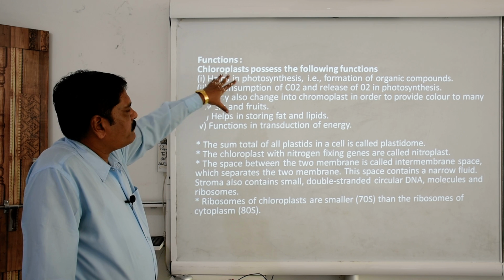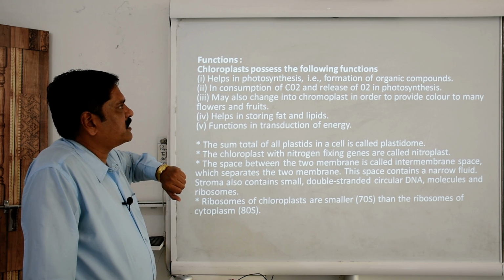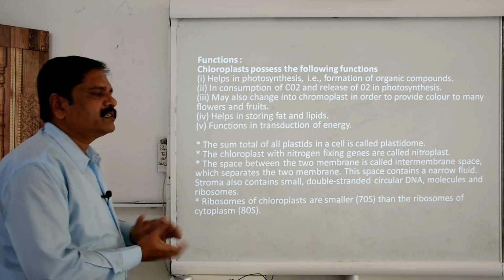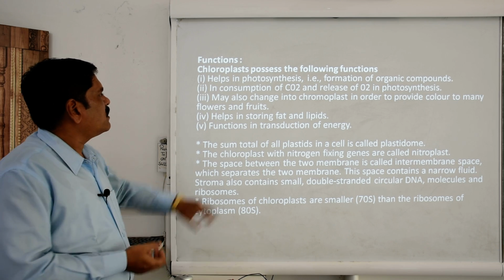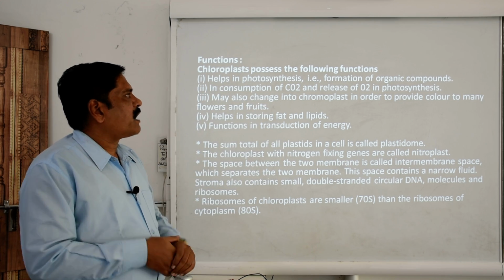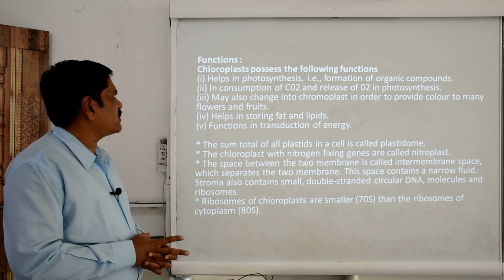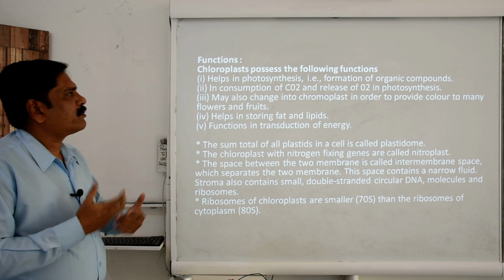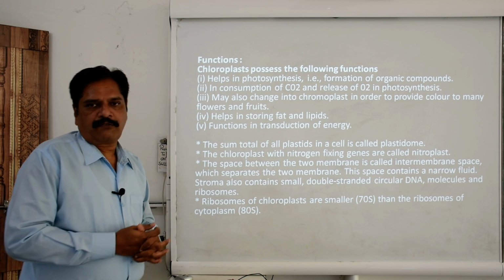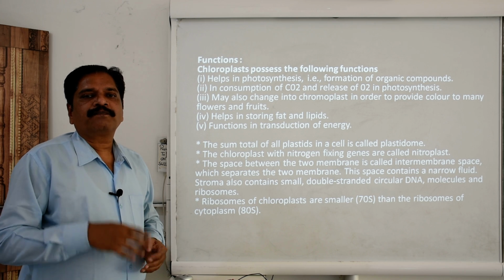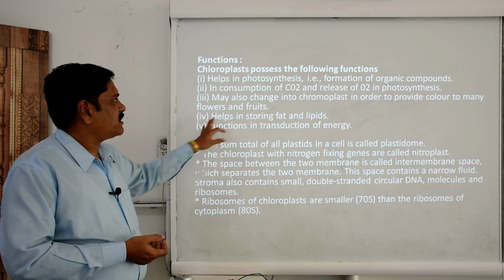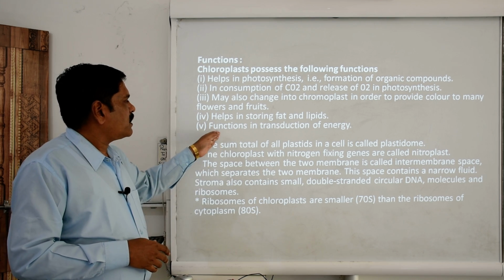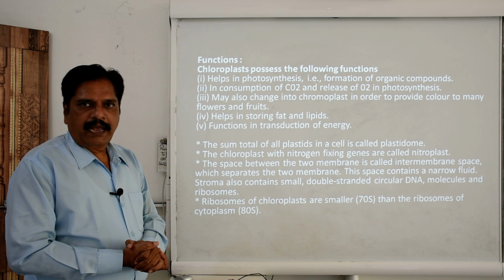Remember this one thing, the function of the chloroplast. If you observe, first of all it is helpful in photosynthesis, just for the trapping of solar energy and storing it in the form of organic food material. It consumes carbon dioxide and releases oxygen gas. Clear? It may be changed into the chromoplast in order to provide color to many flowers and fruits, which is helpful for pollination and all these purposes. It is also responsible for storing fats and lipids. Its function is also transduction of energy.